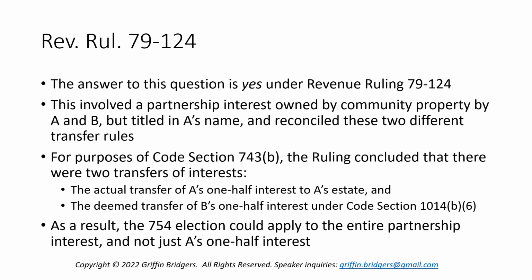So since both halves had a transfer sufficient here to meet the 743(b) requirements, the 754 election could apply to the entire partnership interest and not just A's 1/2 interest. The outcome being that the whole outside basis step up for A and B's community property interest could be shifted to their proportionate share of the inside basis of the partnership assets.